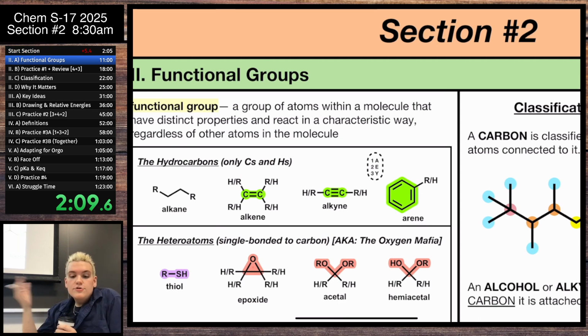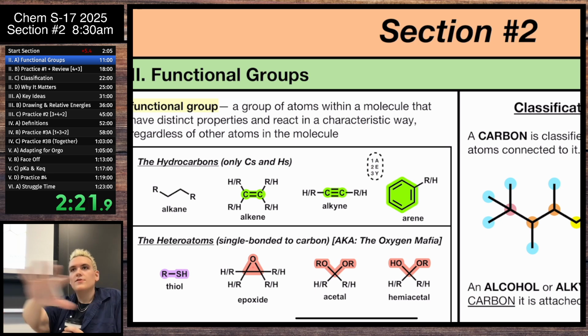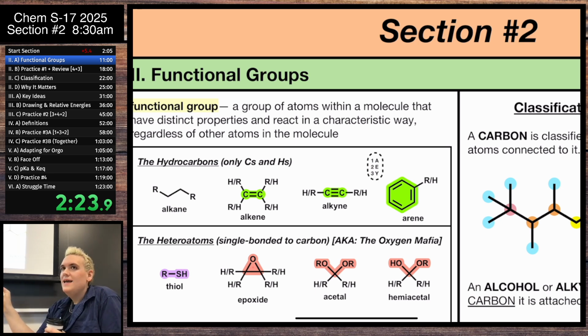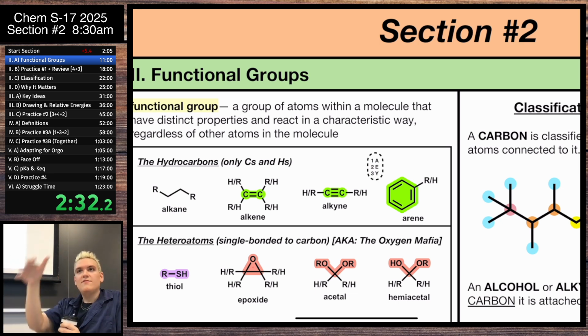Let's start off with functional groups. Functional groups are a group of atoms within a molecule that have distinct properties and react in a characteristic way. Basically, it is our way as human beings working with molecules to point out parts of molecules that are interesting and that react or behave in a certain way. You want to be able to look at a molecule and understand, oh, it has these functional groups, that means it can do these reactions.